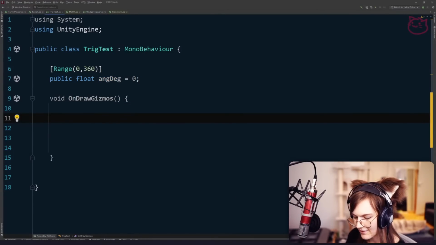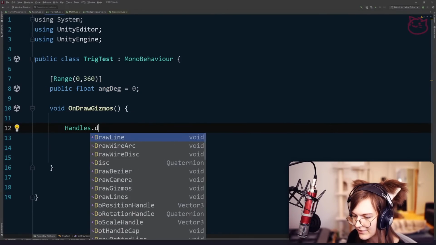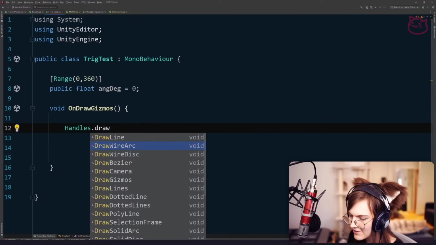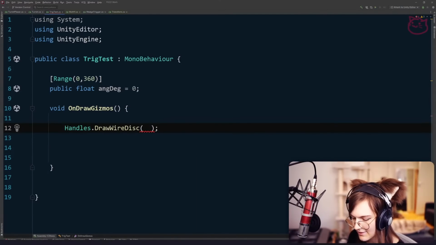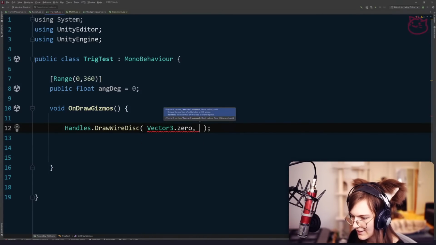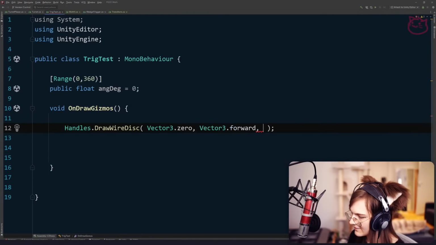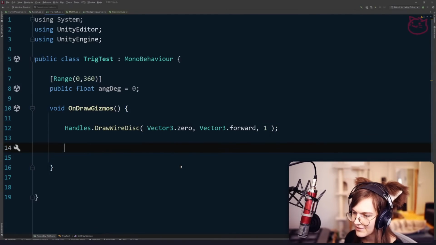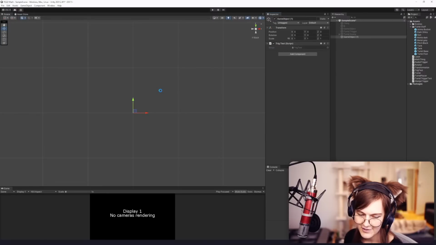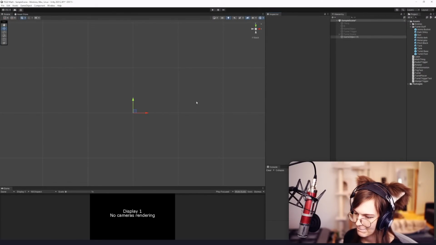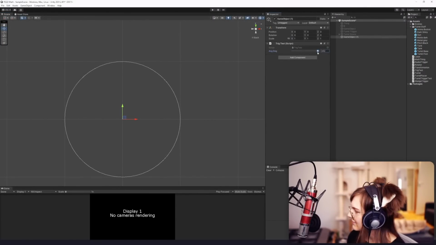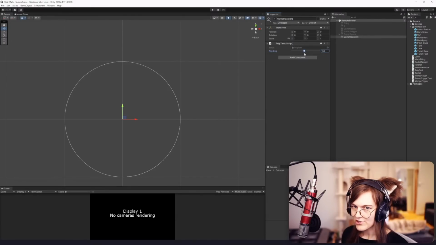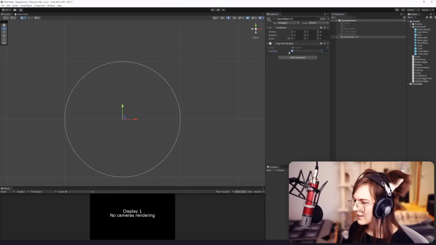And so maybe we can start out by drawing the unit circle. So that's a wire disk where Vector3.zero is the center and Vector3.forward is the normal and the radius is 1. Okay, just to get our unit circle going. Cool. And now we want to do something with this angular value. This one should draw a vector at that angle that we have as an input here.